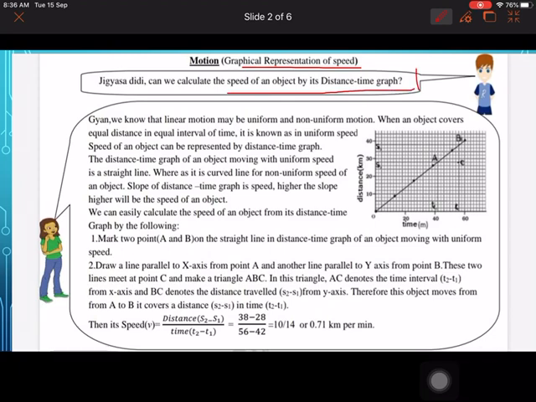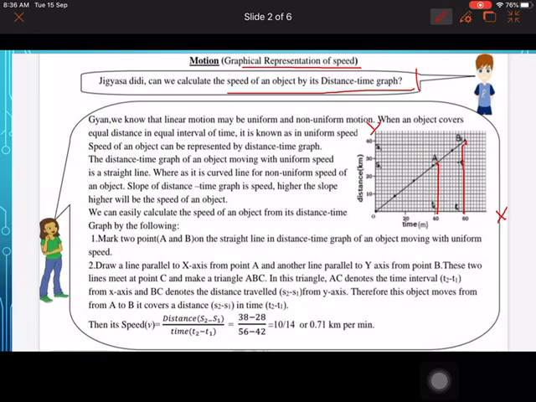As you can see from the worksheet, this distance time graph has been shown and these are the two axes. This is the y axis and this is the x axis. Now you have to see the slope of the graph and mark any two points on the graph, A and B. Then take a line straight from A to the x-axis and mark it as T1. Another line from B on the x-axis will be marked as T2.